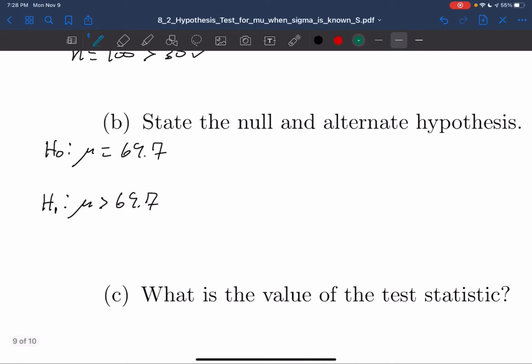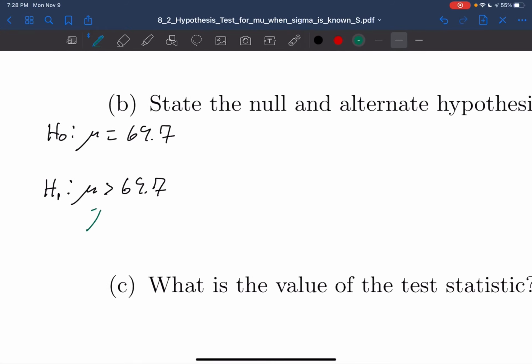So let me write this in green. Since this is greater than, are we dealing with a left tail, right tail, or two tail test? Well, since this is greater than, here's a little trick. This kind of looks like an arrow that's pointing to the right, so this tells you that we're dealing with a right tail test. Cool.